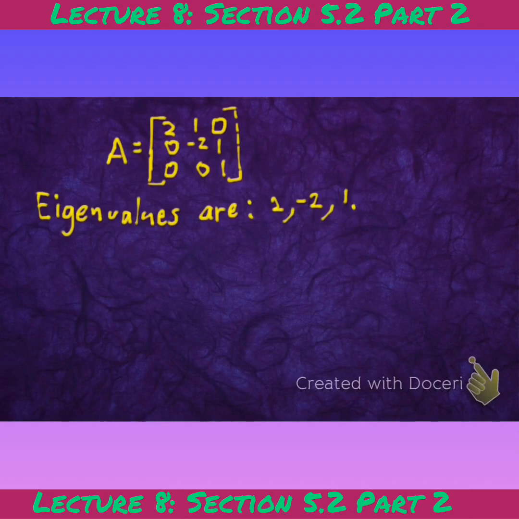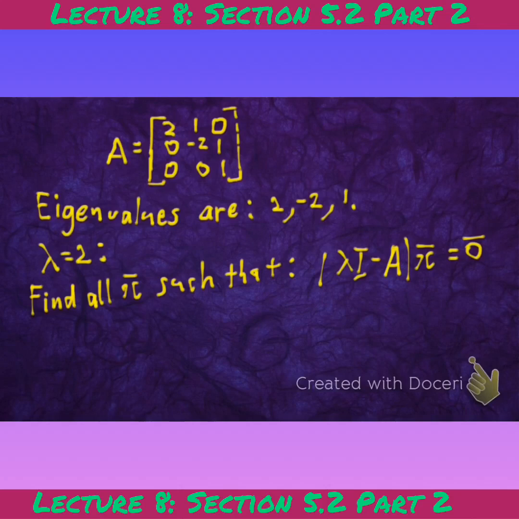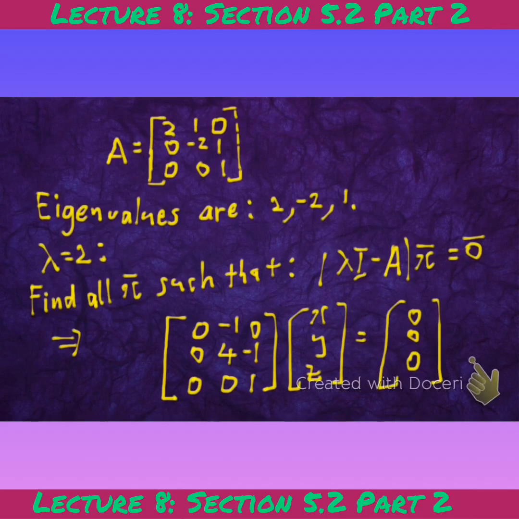Looking at the next matrix, again, the eigenvalues are 2, minus 2, and 1 respectively, because it's an upper triangular matrix. So now we need to look at the eigenspaces that correspond to each one of the eigenvalues. We need to find all non-zero vectors x bar such that that holds. That corresponds to this linear system that we need to solve.